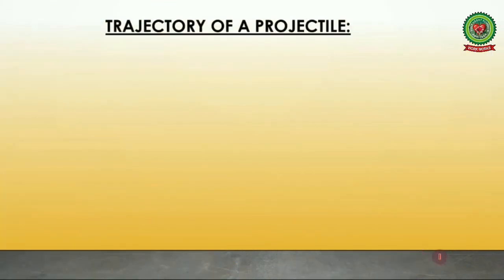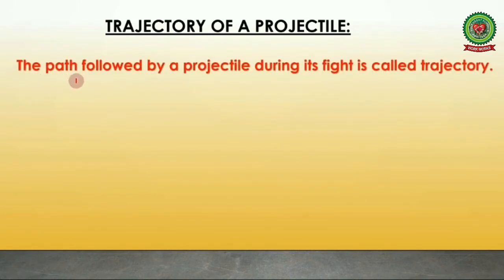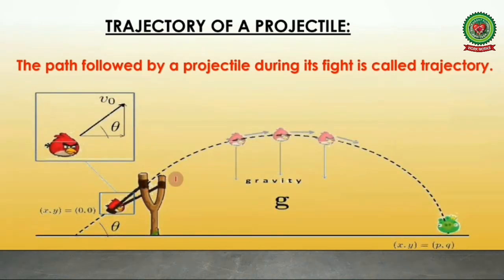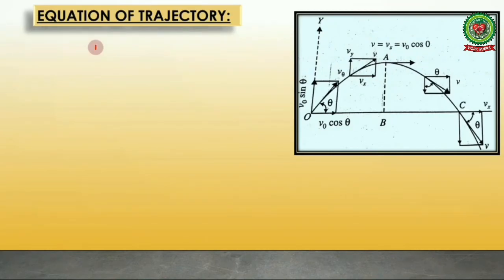So now we are going to discuss the trajectory of a projectile. The path followed by a projectile during its flight is called trajectory. So this path followed by the projectile is called trajectory, where theta is the angle of projection and this is the motion of the projectile, and throughout, acceleration due to gravity acts on the body. Let us derive the equation for trajectory.